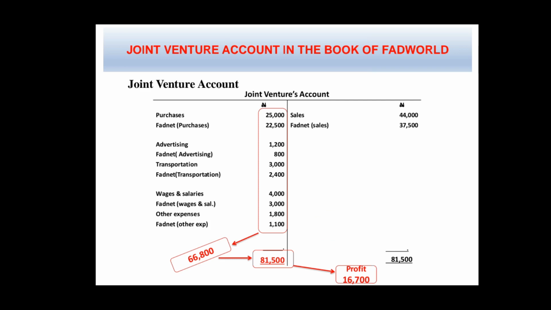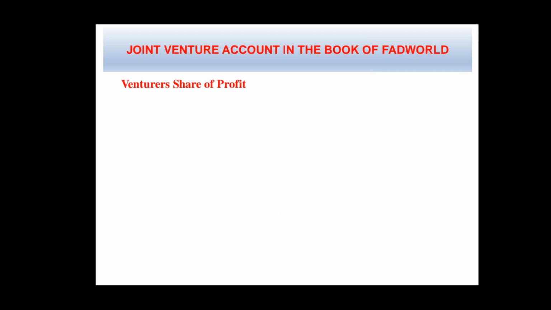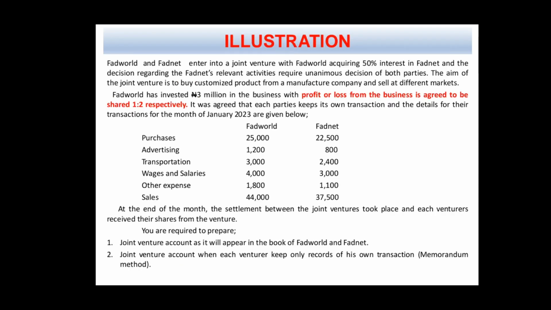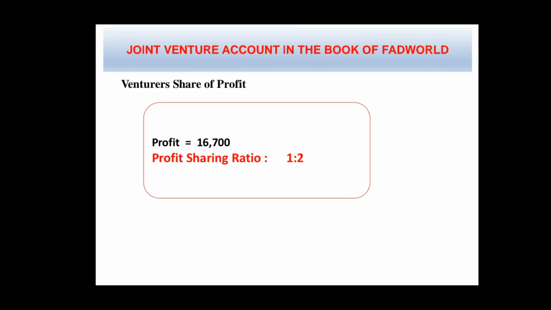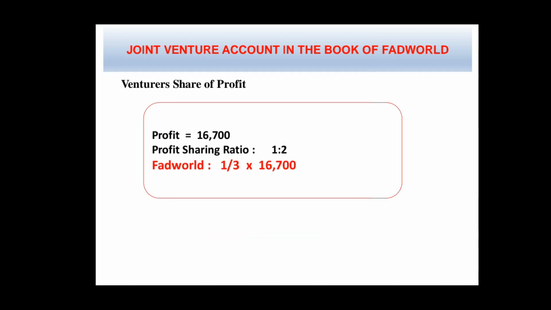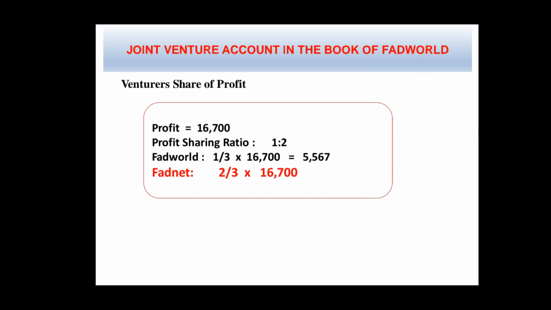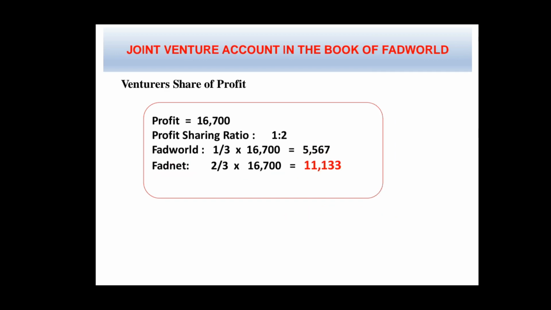So venturer share of profit, let's look at how their profit will be shared. So the amount of profit made is 16,700. If you remember, let's look at their profit sharing ratio. Profit or loss from the business is agreed to be shared 1:2. That is, profit sharing ratio is 1:2, which means if we add the total ratio together, 1 plus 2, that will be 3. That means Fadward is going to have 1/3, Fadnet will have 2/3 of the profit being made. So Fadward will be 1/3 times 16,700. That will give us 5,567. Fadnet will have 2/3 of 16,700, and that will give us 11,133. That is the share of profit.